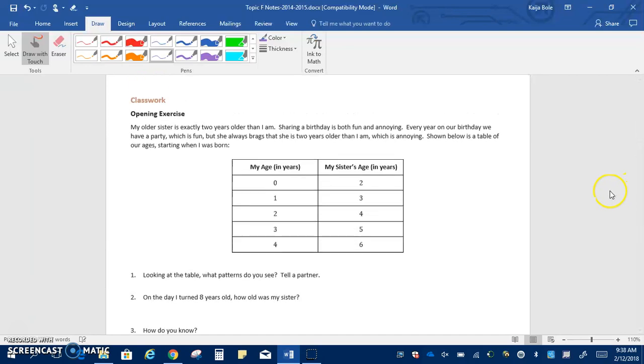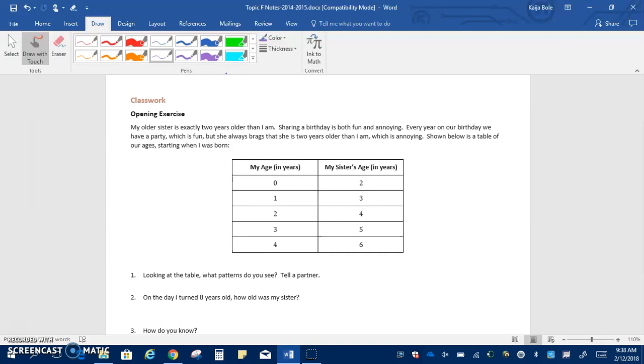This says, my older sister is exactly 2 years older than I am. Sharing a birthday is both fun and annoying. Every year on her birthday, we have a party, which is fun, but she always brags that she is 2 years older than I am, which is annoying. Shown below is a table of our ages starting when I was born.